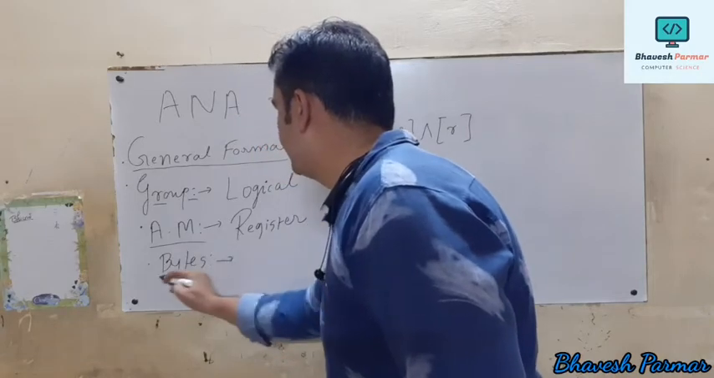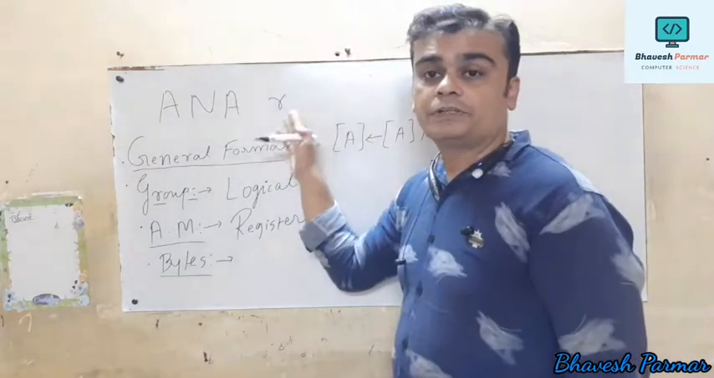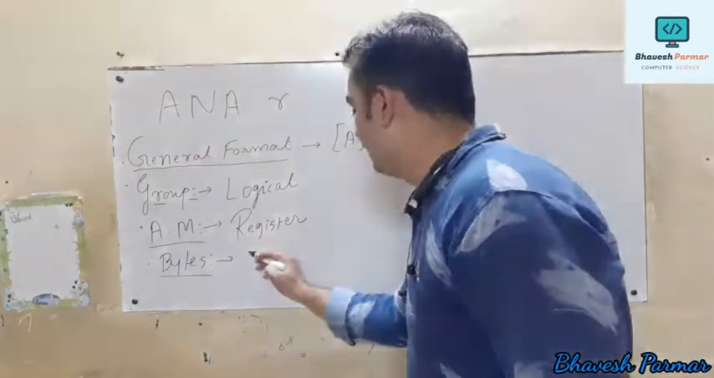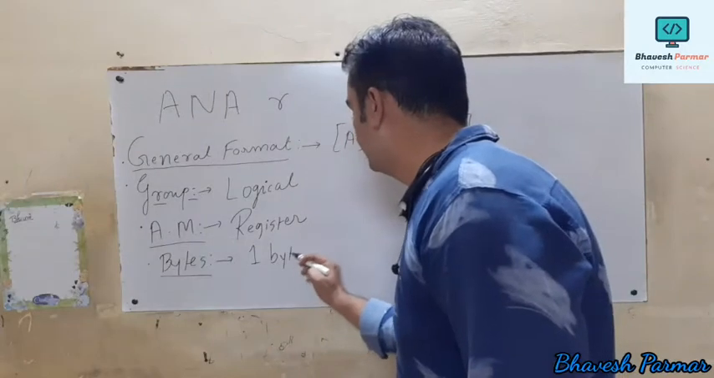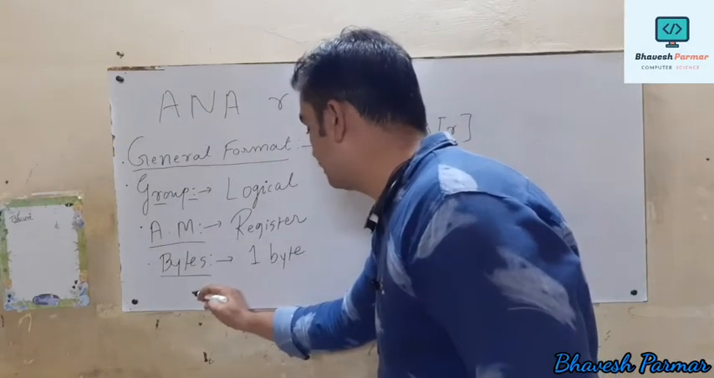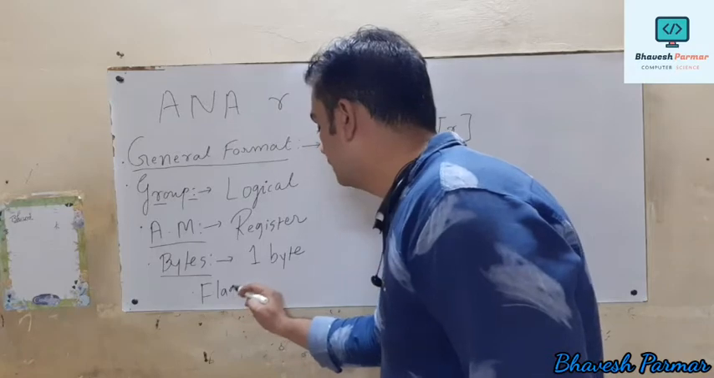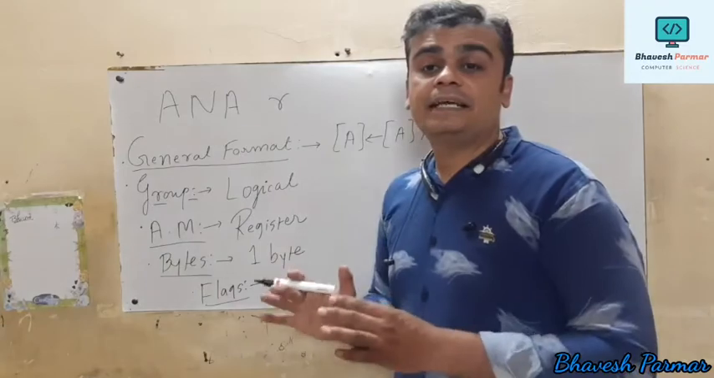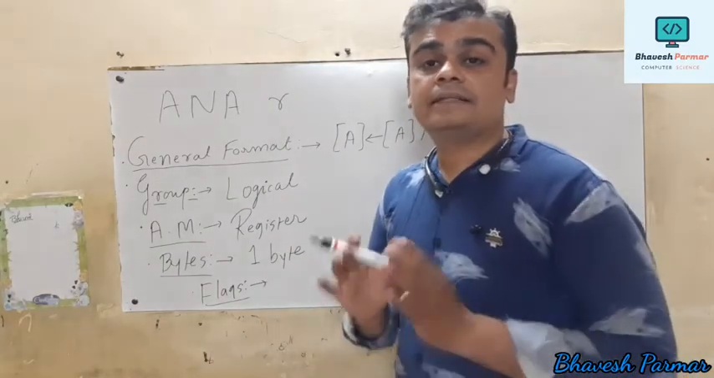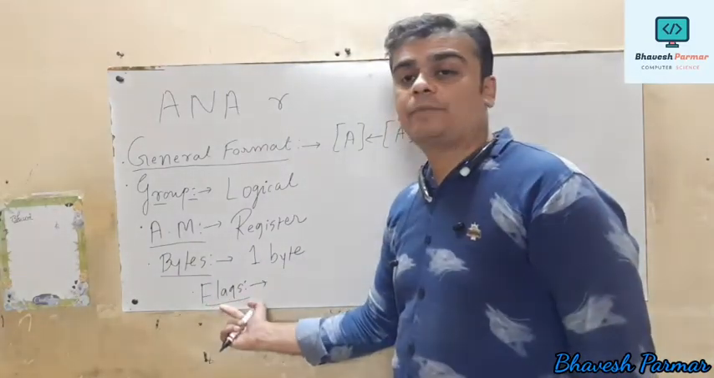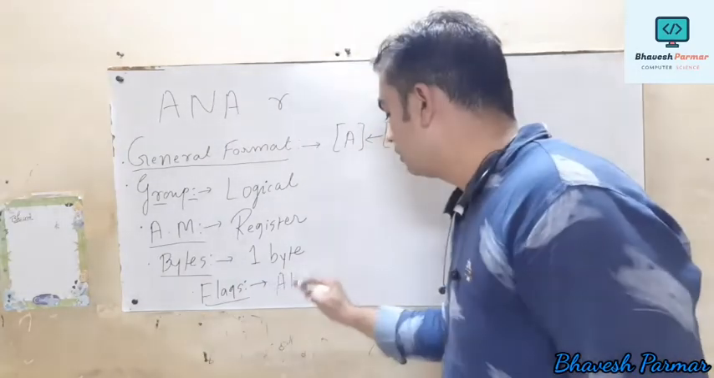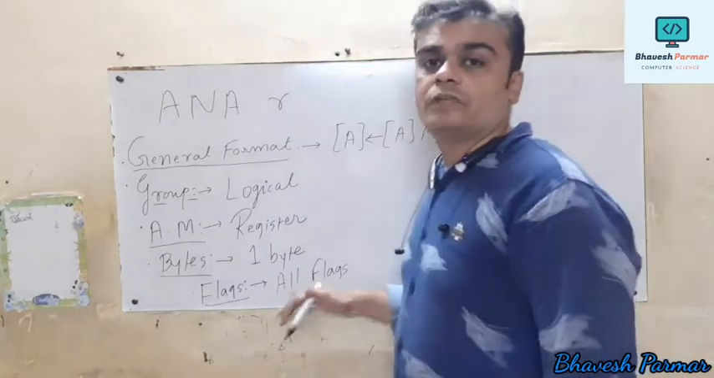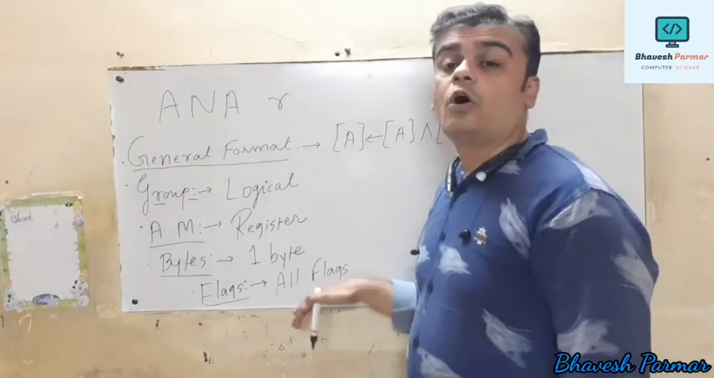So in case of bytes, we know that we are performing the operation on a register, that's why these are always 1 byte instructions. So in the bytes column you have to write down 1 byte, and thereafter our next point is flag. Whenever we implement this instruction, is there any change in the flag register or not, that should be notified at the flag point. So in case of flag, you just write down all flags may be affected, or all flags may be changed.